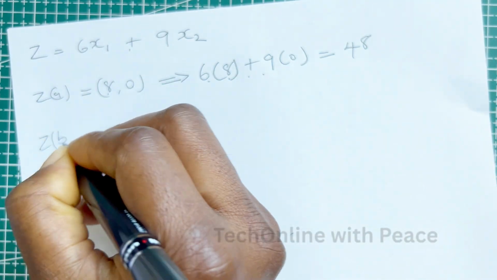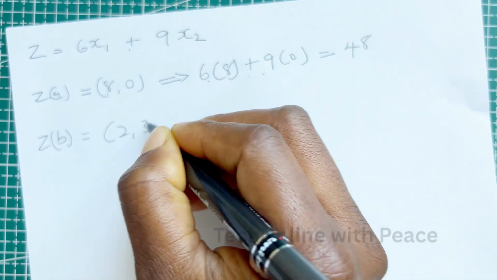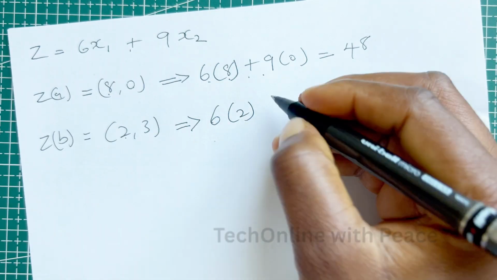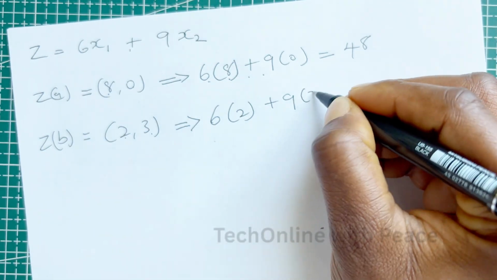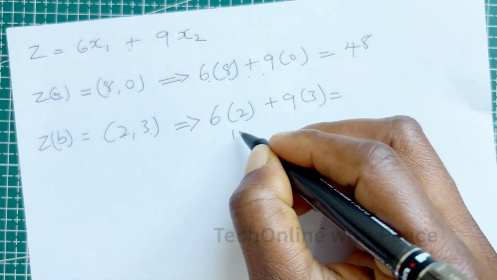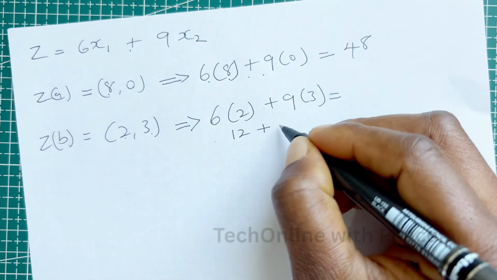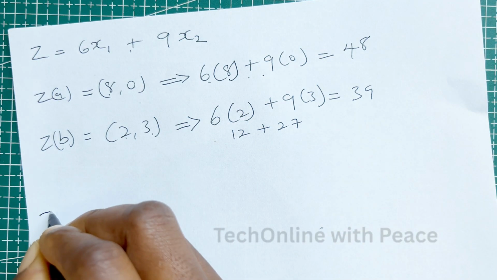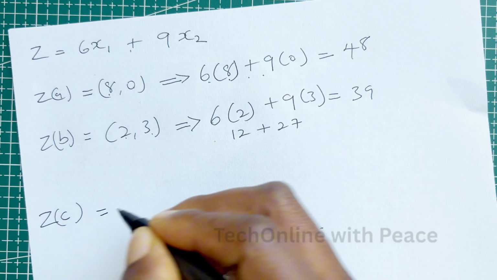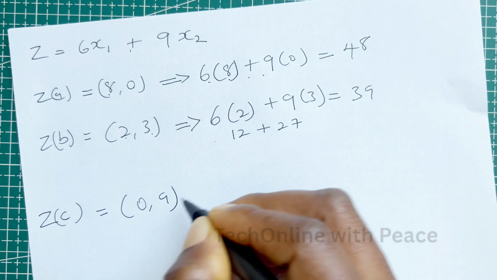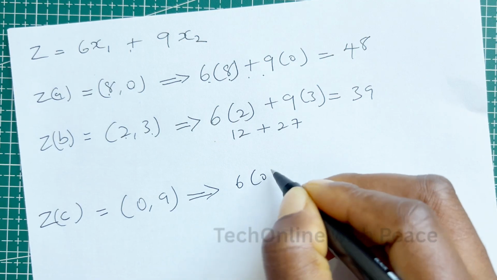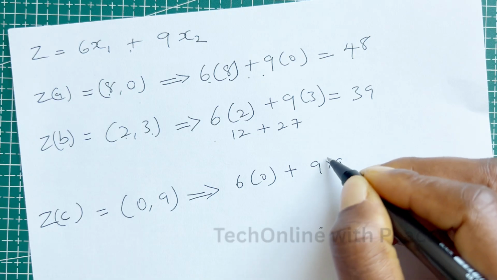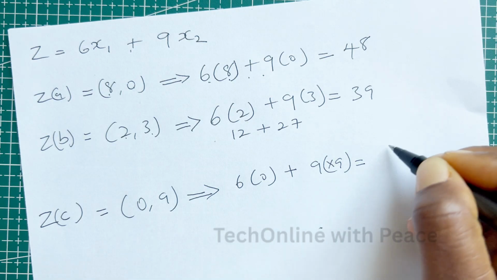For corner B, the value is 2 and 3. Therefore, we have 6 times 2 plus 9 times 3. 6 times 2 is 12, plus 9 times 3, which is 27. When we add the two, we have 39. For corner C, the point is 0 and 9, therefore we have 6 times 0 plus 9 times 9, which will give us 81.